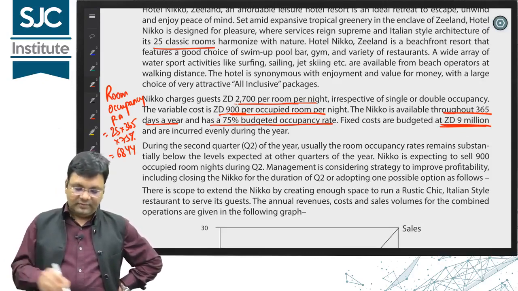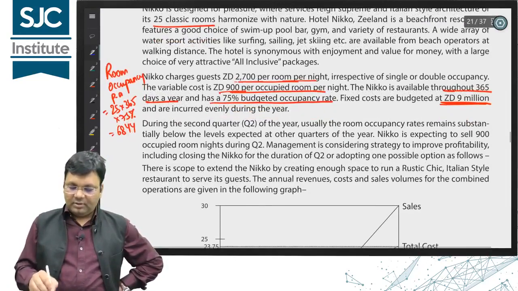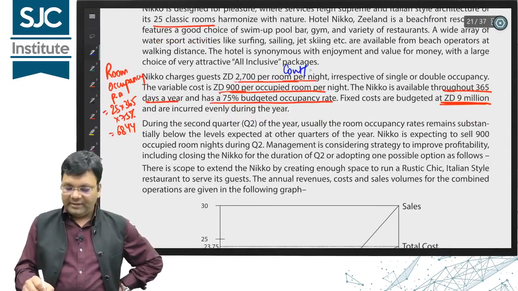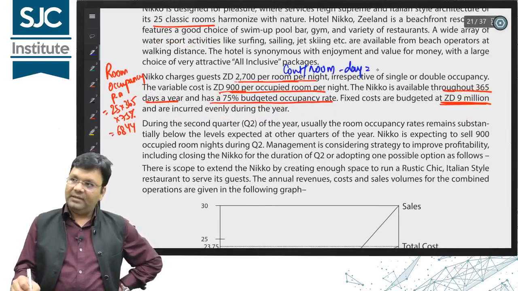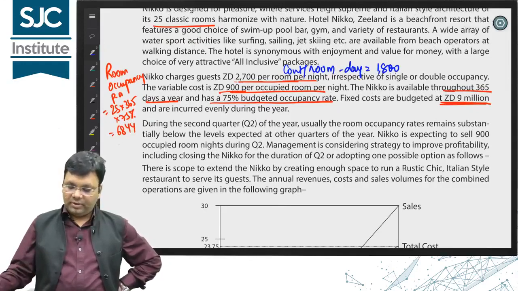Alright, so from here we can understand the current profitability of Nikko. Contribution per room day or room night is the same. Room day is coming 2700 minus 900, which is equal to 1800. You can multiply that with 6844 to find your total contribution. Subtract 9 million from it, and you will get your current profitability.